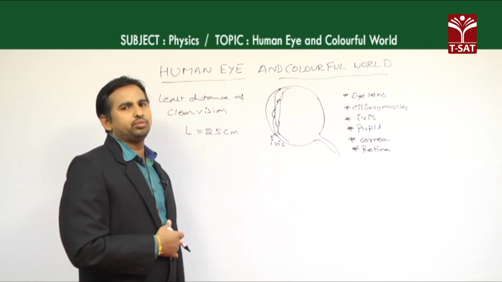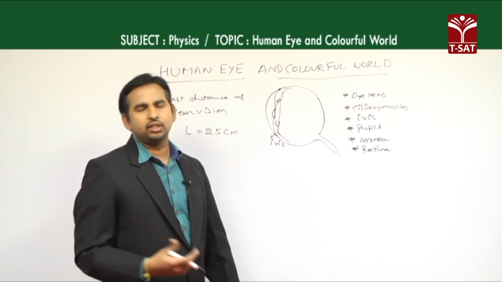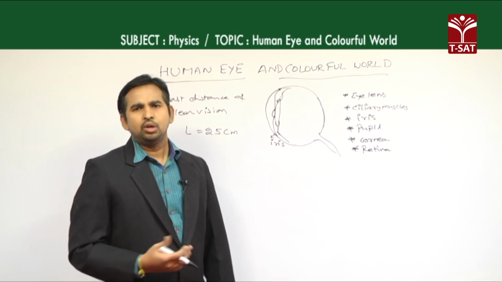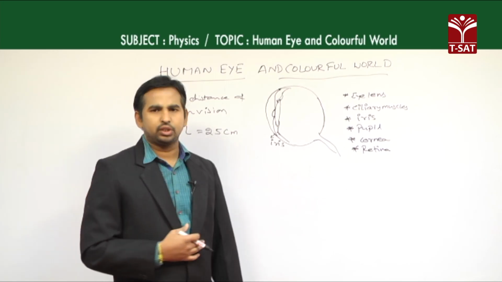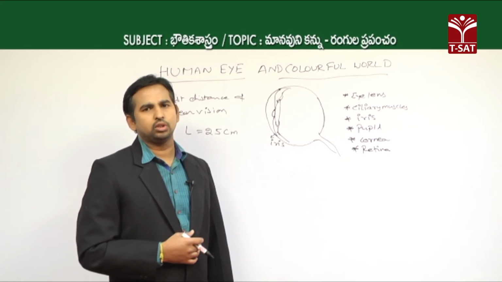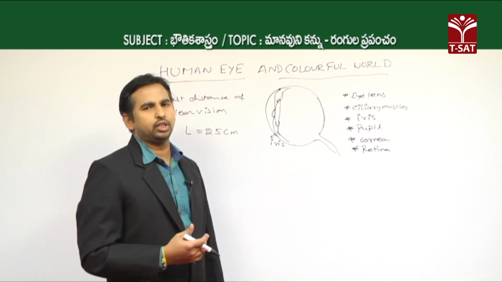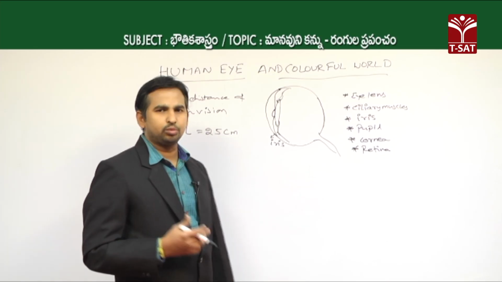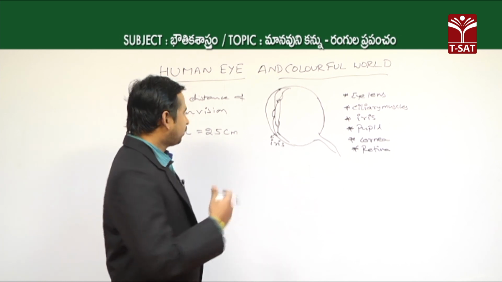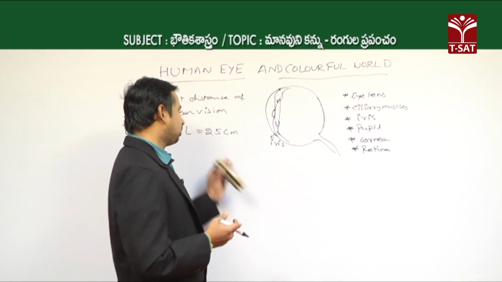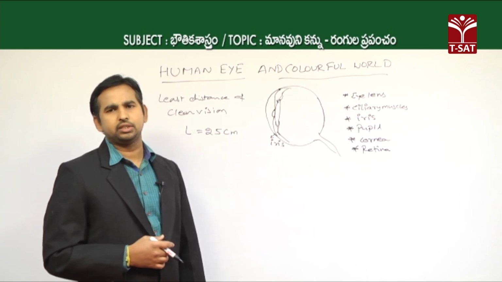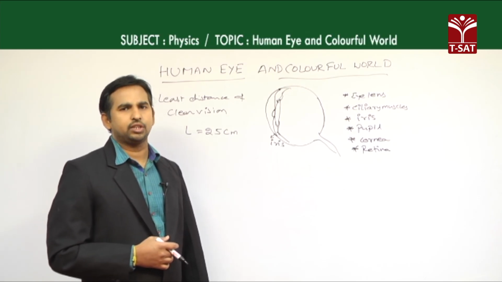If they want to ask an MCQ on this, they will ask like this: what is the value of the least distance of clear vision for an average person? In most cases the distance is 25 centimeters, that is the average value. But in the case of infants, small children, it can range from 10 centimeters to 15 centimeters. So for adults on average it is about 25 centimeters, whereas for infants, small children, it is around 10 to 15 centimeters.